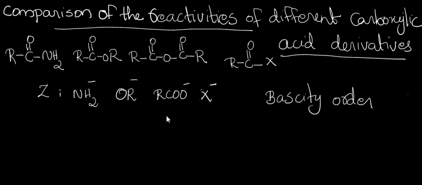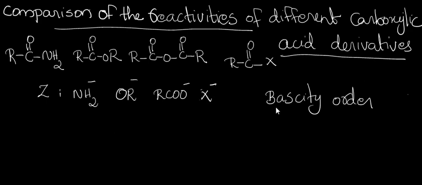Here, in the nucleophilic acyl substitution reactions of these carboxylic acid derivatives, Z is the leaving group in the general case. For amide, Z is NH2 minus, for ester OR minus, for anhydride RCOO minus, and for acid halide X minus are the Z group, that is our leaving group, and these are Lewis bases.